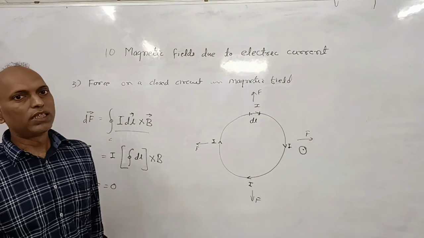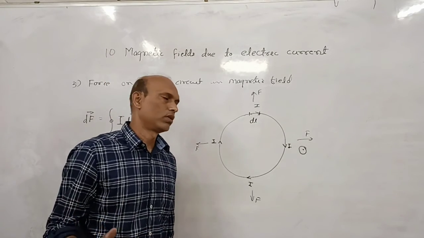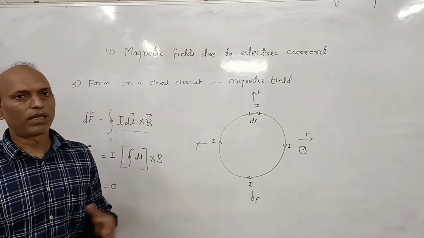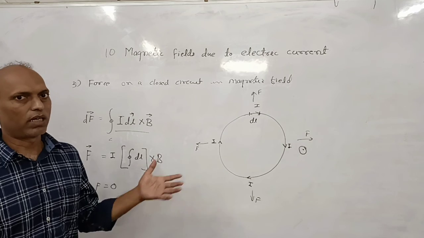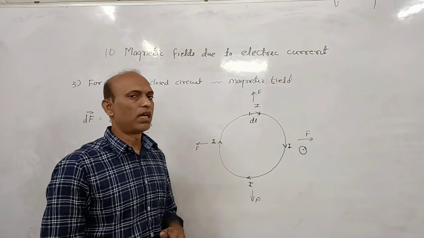So these are the three cases. When the wire is of different shapes, it experiences different kinds of forces when the current is flowing through that conductor and it is placed in a uniform magnetic field.